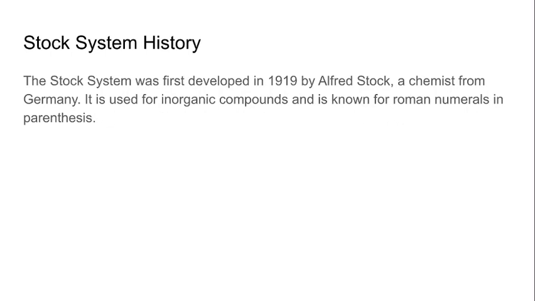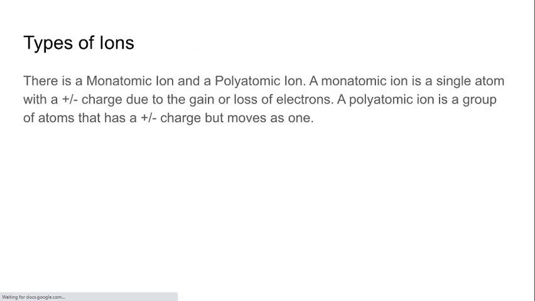The Stock system was developed by a German chemist named Alfred Stock. It is used for inorganic compounds and often seen with Roman numerals in parentheses. It's used for nonmetals. There are 2 types of ions, the monatomic, which is a singular ion with a positive or negative charge, and the polyatomic, which is a group of ions with a positive or negative charge.